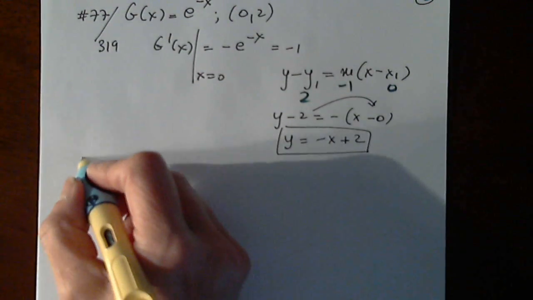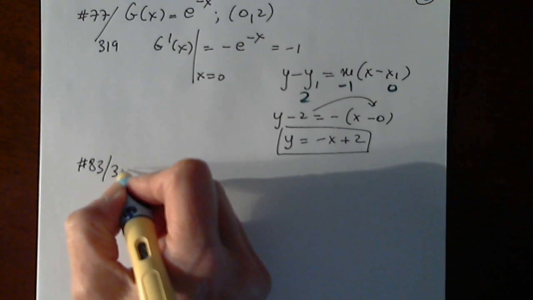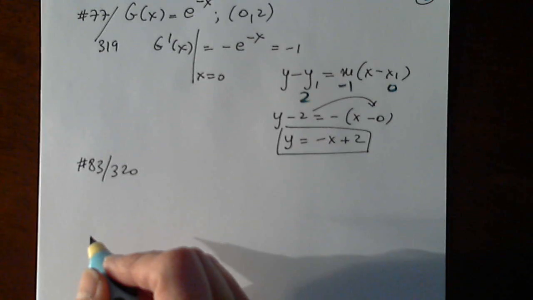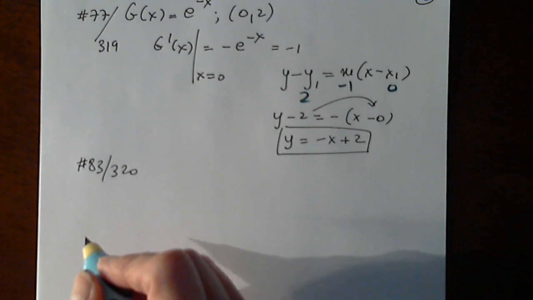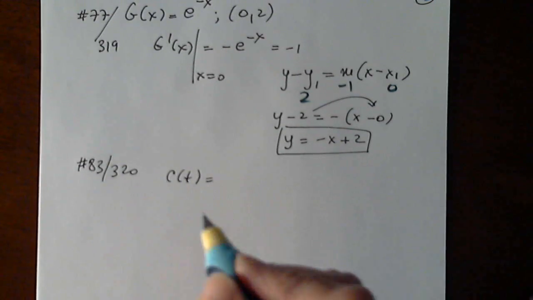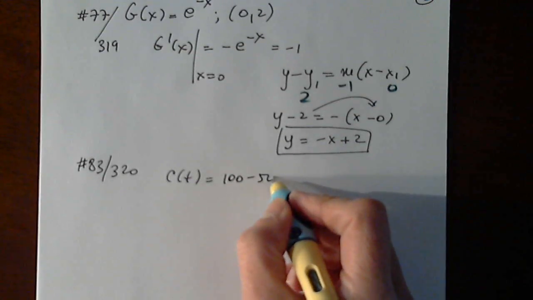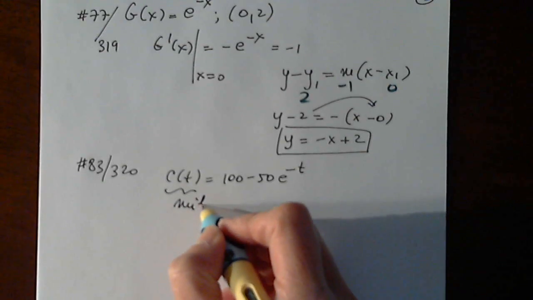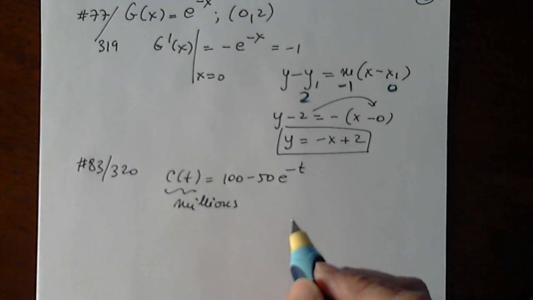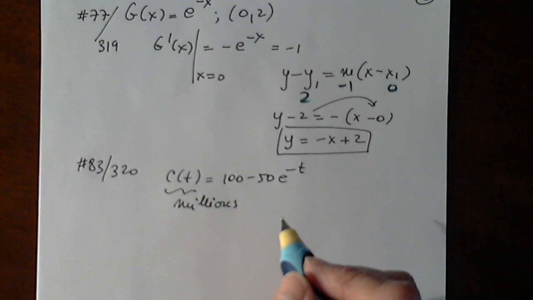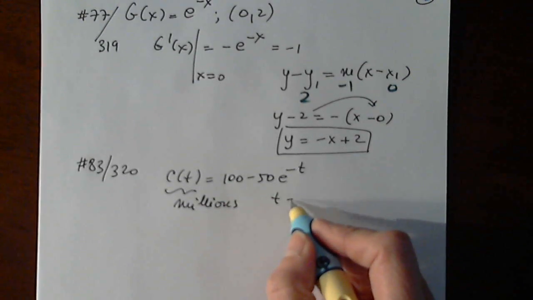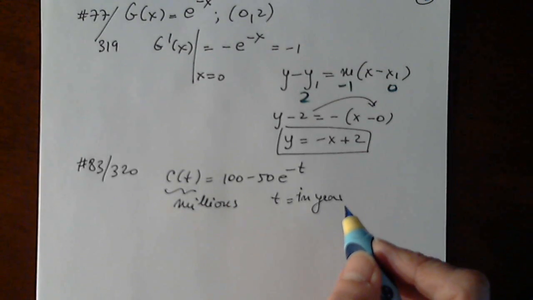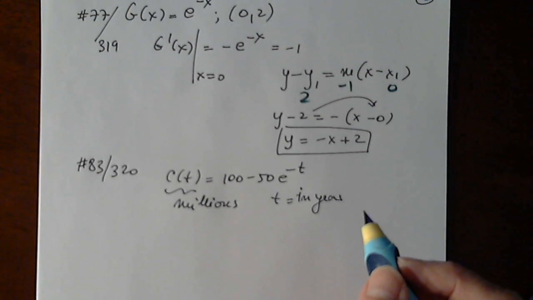Let's say problem 83 on page 320. It's entitled Marginal Cost. A company's total cost in millions of dollars is given by C of t equals 100 minus 50 e to negative t. This is in millions, where t is time in years since the startup date.